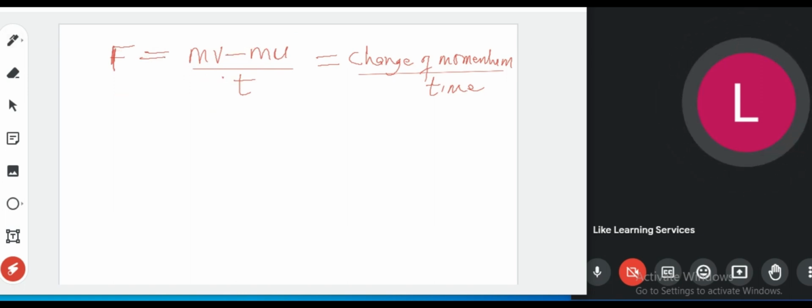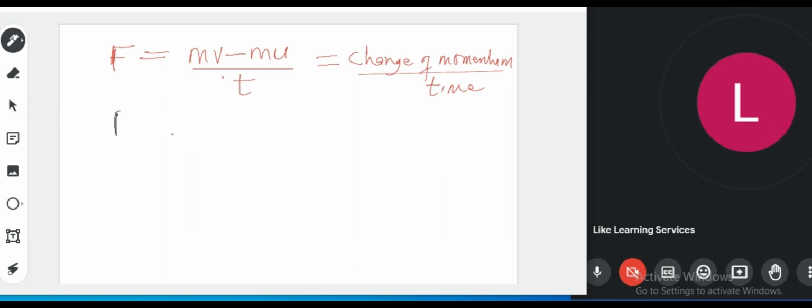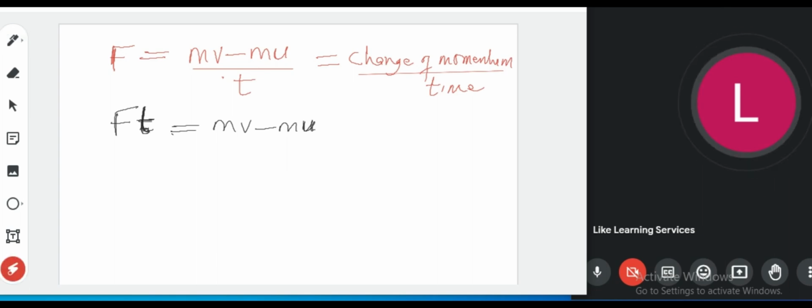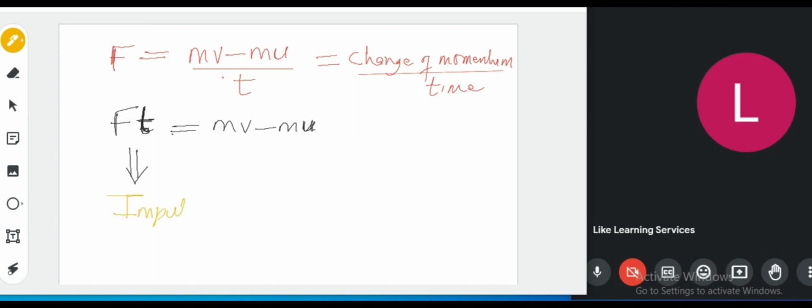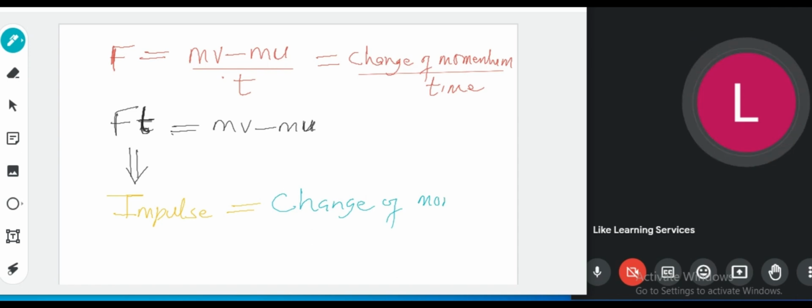If we cross multiply, we're going to have Ft equal to mv minus mu. So Ft, or force times time, is a quantity we call impulse. So this gives us impulse. And mv minus mu is change of momentum. Therefore, impulse is the same thing as change of momentum. Impulse is the same as change of momentum.